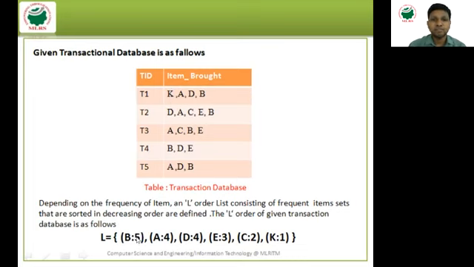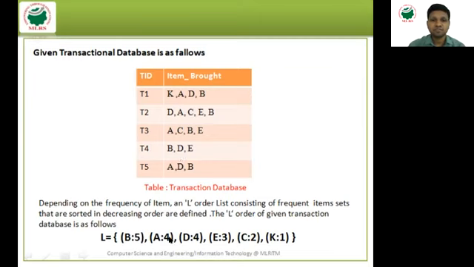Now B5. Find out the count: B is available in transaction T1, B in T2, B in T3, B in T4, and B in T5. Now the count of B is 1, 2, 3, 4, 5. That's the reason I have given B5 here.